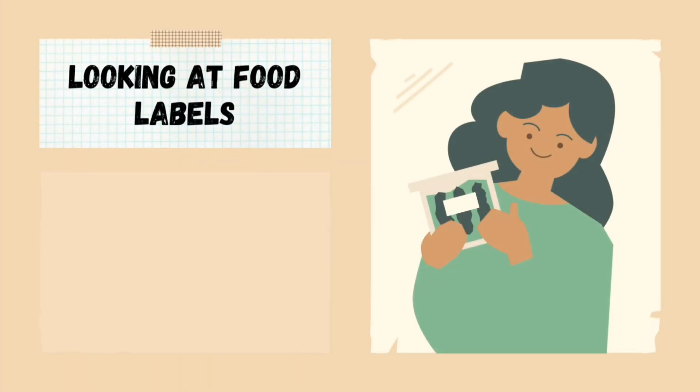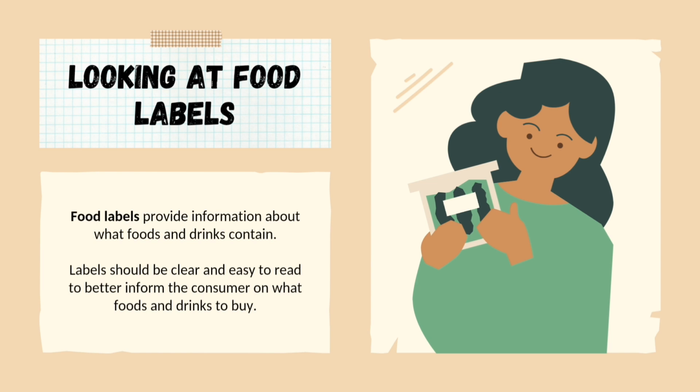Finally, let's look at food labels. Food labels tell us what the food contains, including how much energy it provides. These labels help us choose food wisely instead of eating blindly just because it looks tasty. A clear label means a smarter consumer, and smarter students score better marks.